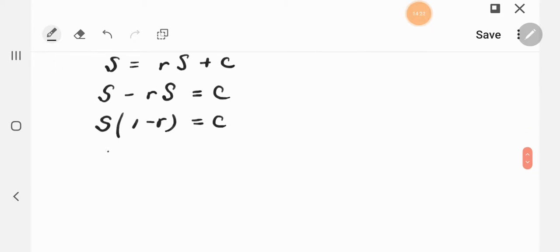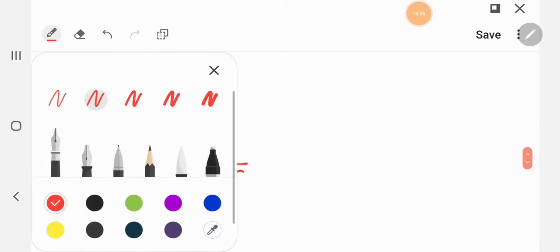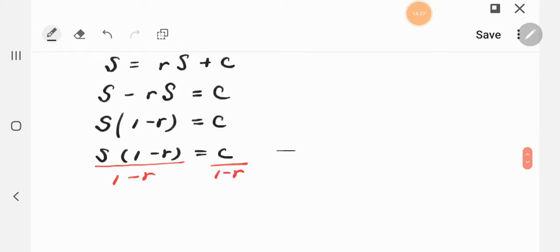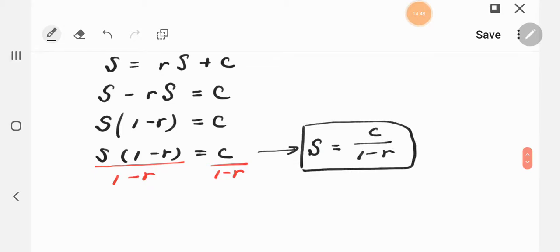We want to solve for S. So how do you get rid of this factor, 1 minus R? Divide each side by 1 minus R. Then this will give us S equals C over 1 minus R. So that is the solution for S.